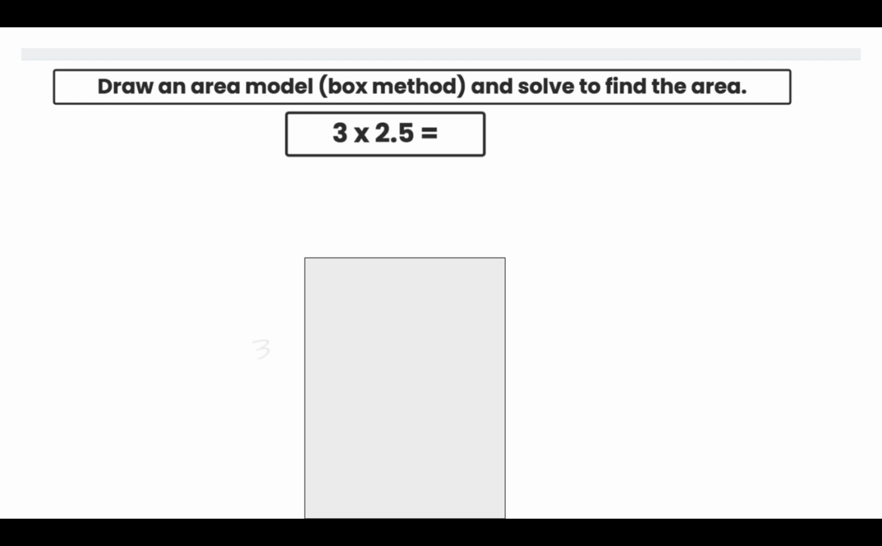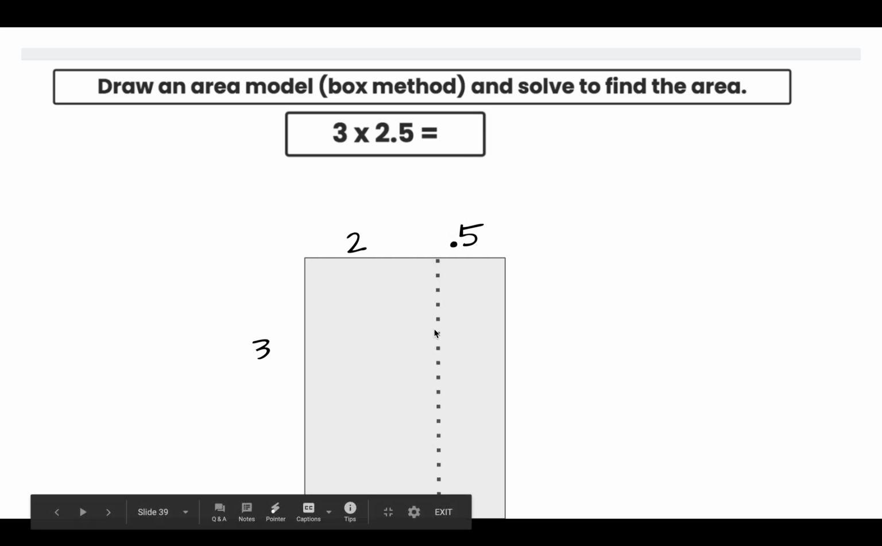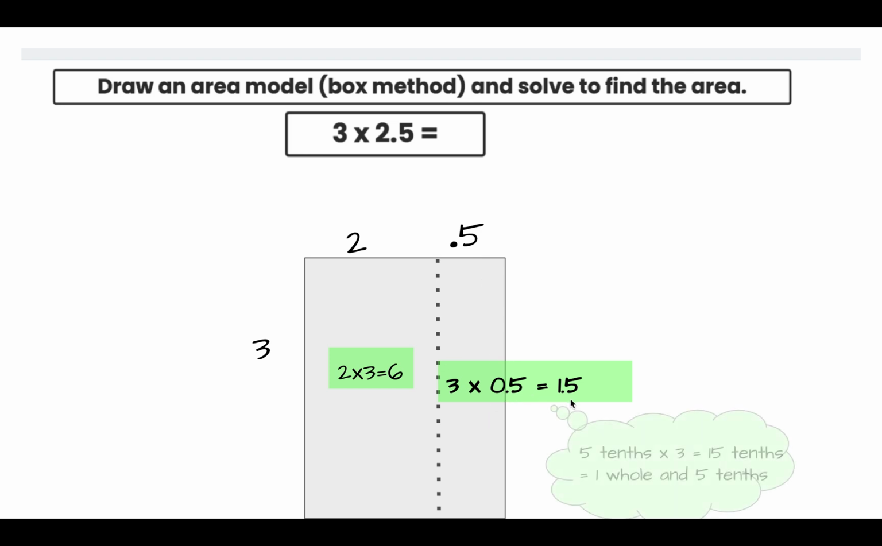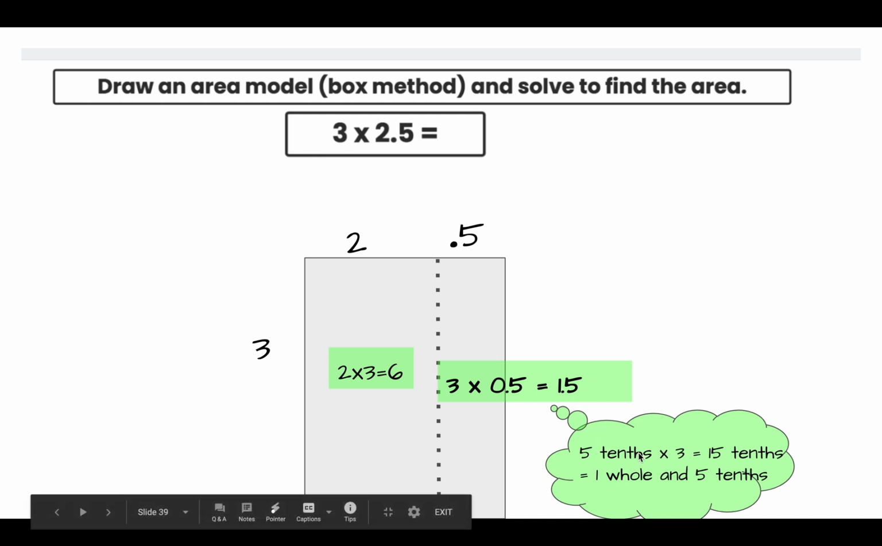I start with my rectangle. One side is going to be 3, and this side is going to be 2 and 5/10. I'm going to break those into two different areas to make the multiplying easier. So 2 times 3, I know, is 6. 3 times 5/10 equals 1 whole and 5/10. So I'm thinking 5/10 times 3, that would be 15/10, or 1 whole and 5/10.